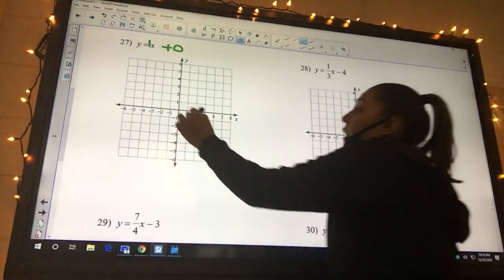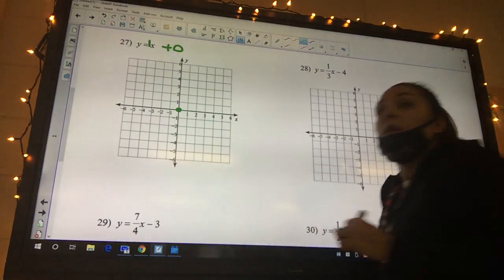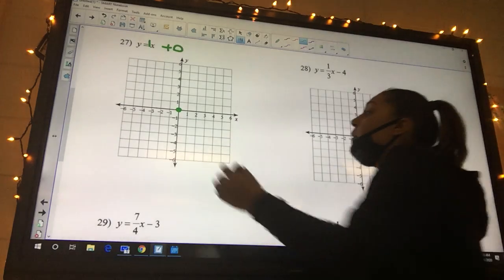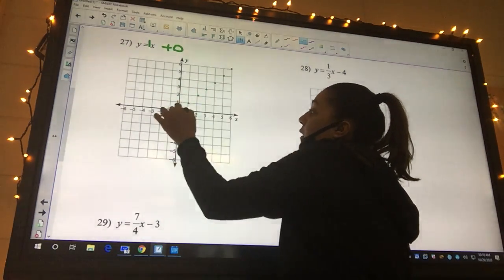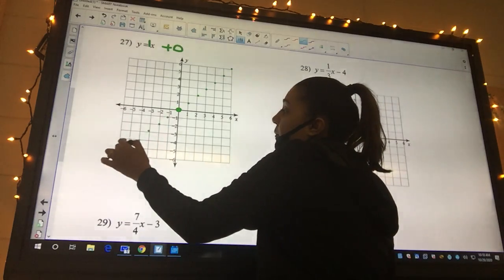Our slope is what? 1 over 1, which means up 1 over 1, up 1 over 1. Okay, it's going to be all these ones on the crosshairs.